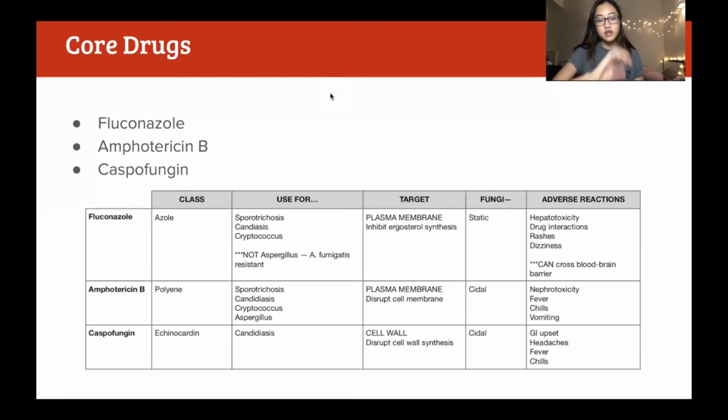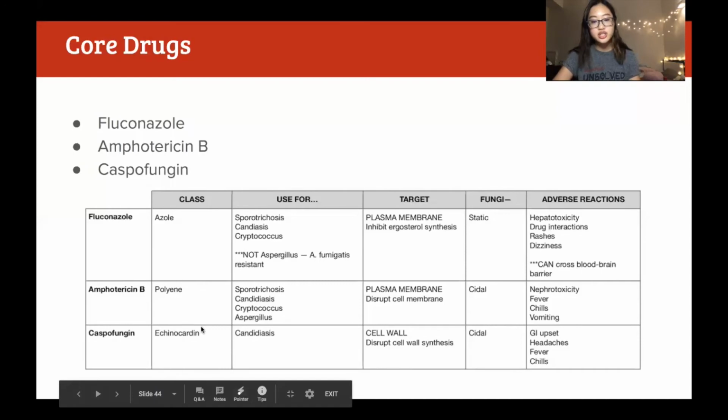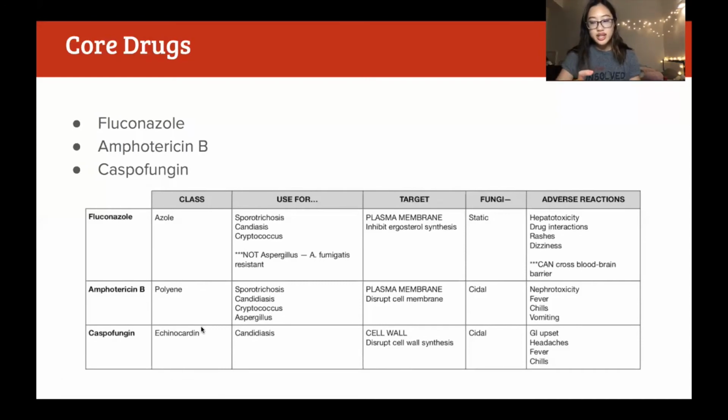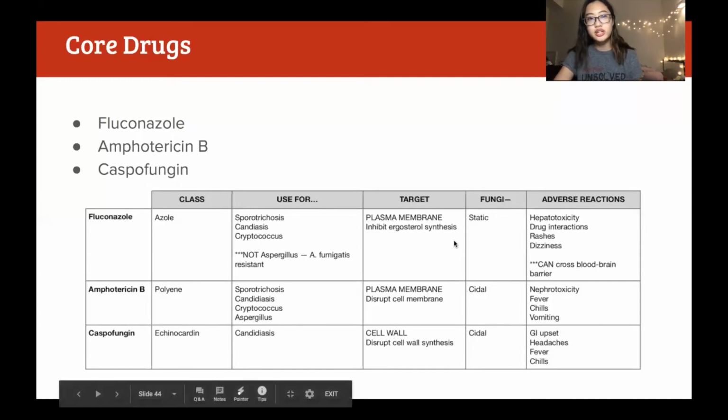So onto our 3 core drugs. We have fluconazole, amphotericin B, and caspofungin. What you should really do is be aware of the class of the drugs, and know that in the exam itself you can be tested on this. You will be asked what kind of drug will work on this.